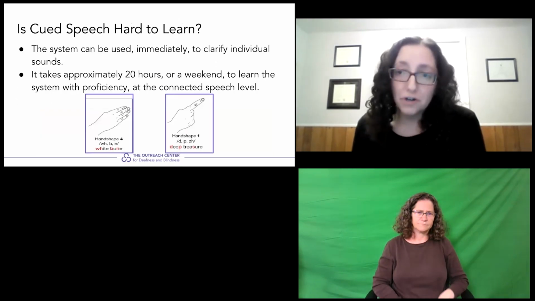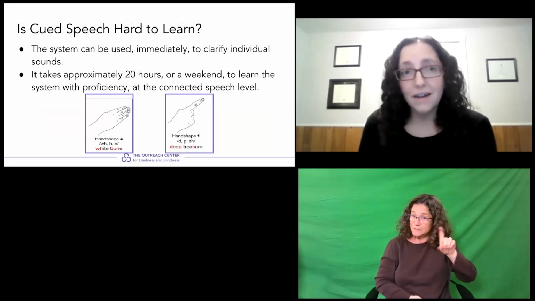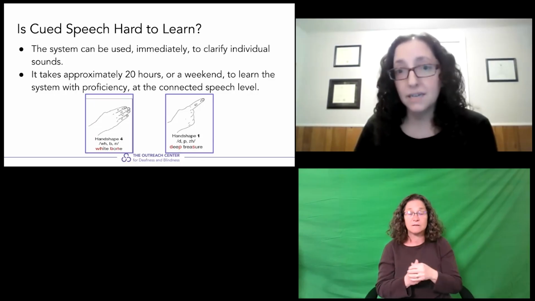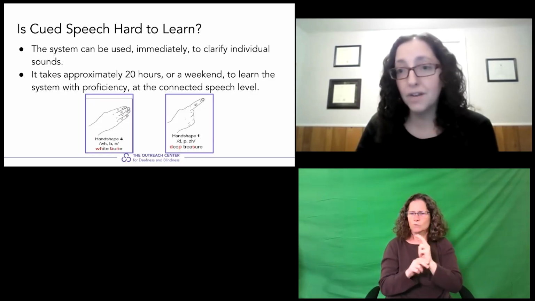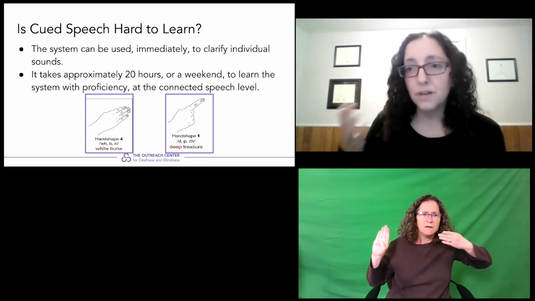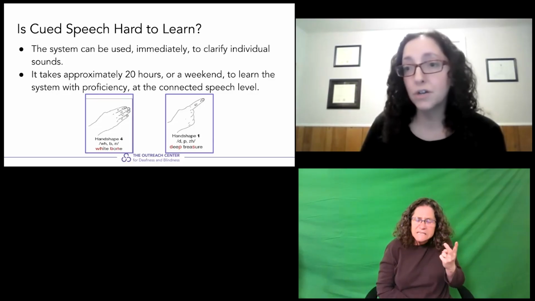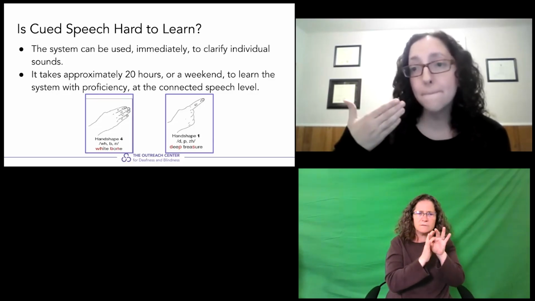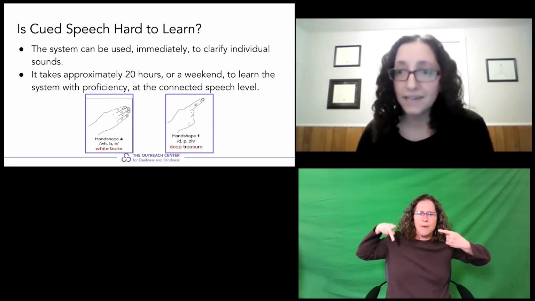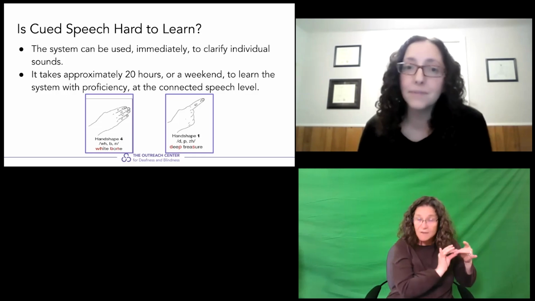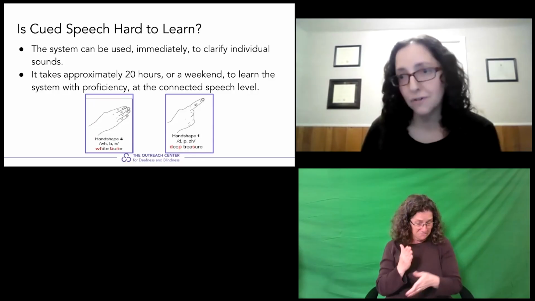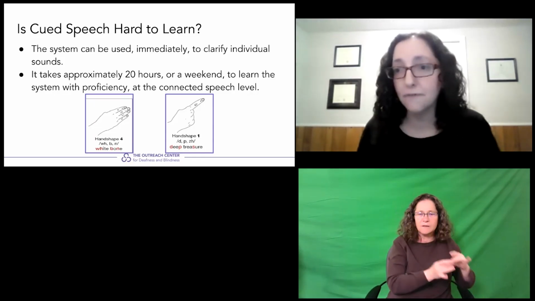So is cued speech hard to learn? I hear this a lot, that, well, it's hard to learn and I want to do something that's easier. So the system can be used immediately to clarify individual sounds. I have an example here of images, the cue for B and the cue for D. You can easily look at the chart and pick a sound that you want to show. You can show the B, the P. It does take more time to learn it at a connected speech level. Generally, we say it takes approximately 20 hours or a weekend to learn the system with proficiency at the connected speech level, but you can use the chart immediately to clarify individual phonemes.